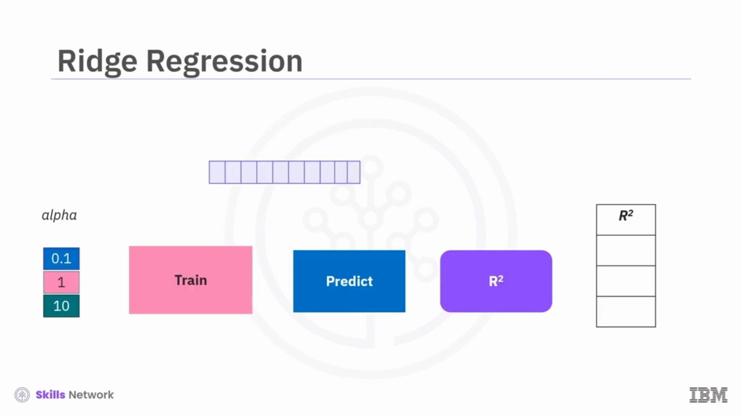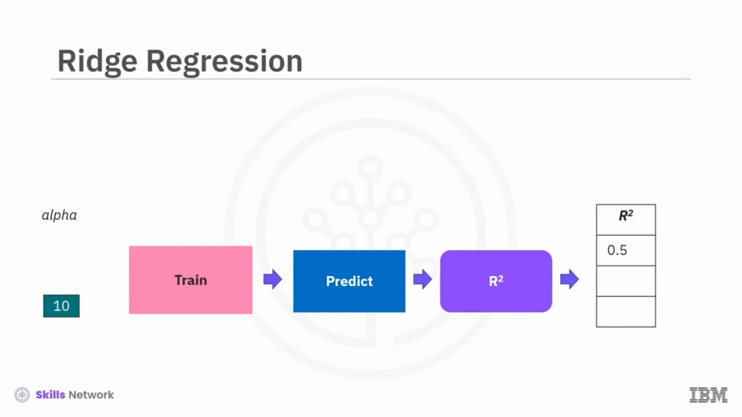In order to determine the parameter alpha, we use some data for training. We use a second set called validation data. This is similar to test data, but it is used to select parameters like alpha. We start with a small value of alpha. We train the model, make a prediction using the validation data, then calculate the R-squared and store the values.